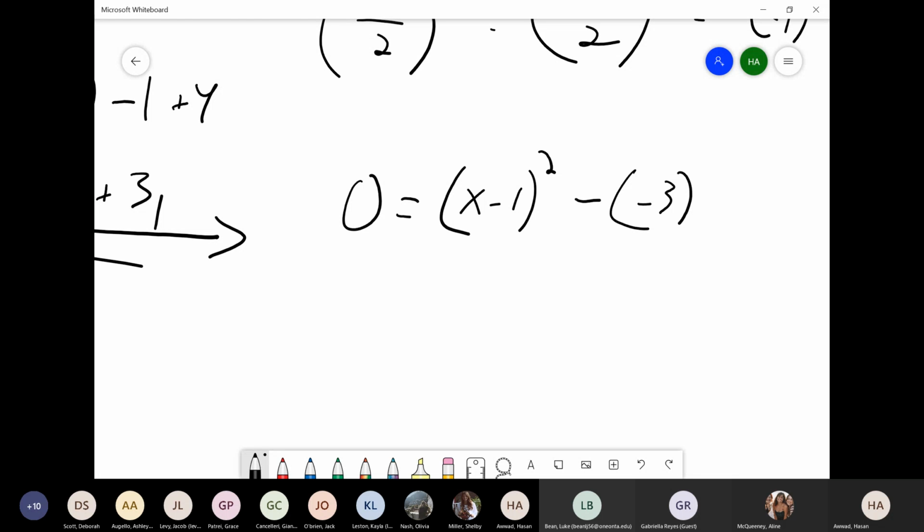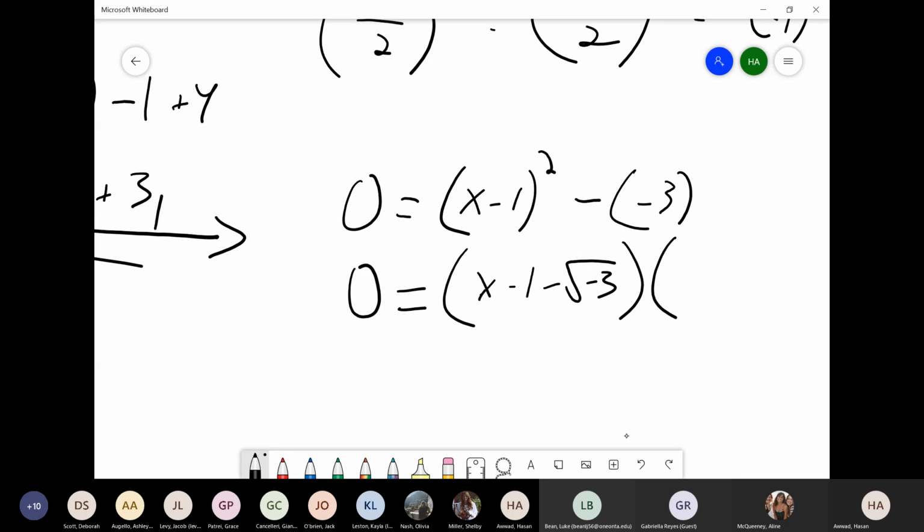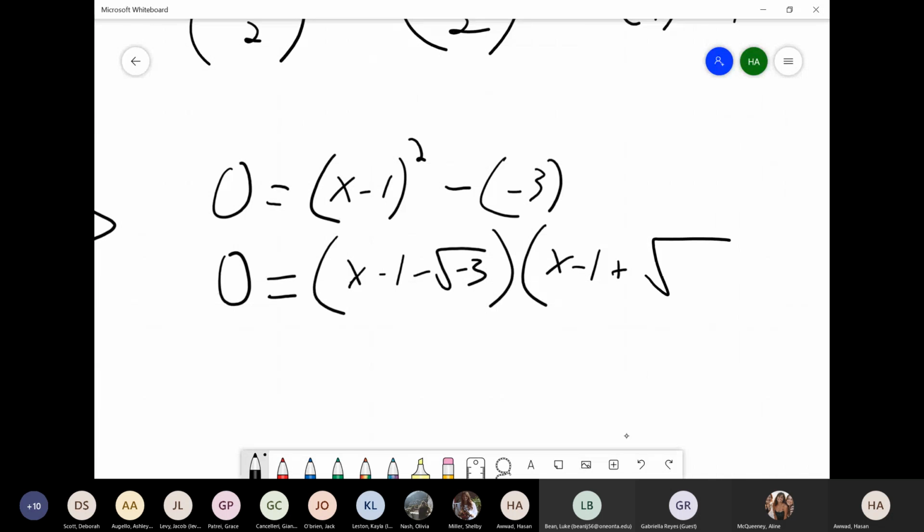So now you do have a difference, and essentially you could think about this as a difference of squares. So you could write this as 0 is equal to x minus 1 minus the square root of negative 3, sorry, and x minus 1 plus the square root of negative 3. But once again, we come to the same issue, right? We get this square root of negative 3, and that's not allowed, and there's nothing else that you can do.